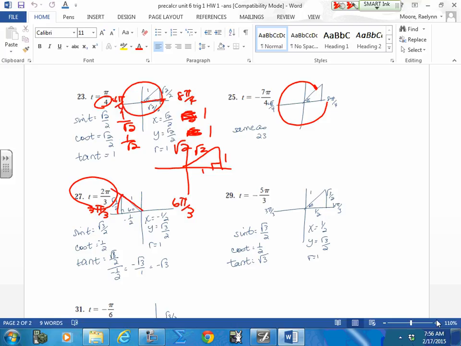So drop your triangle, and if you make it the other way, that is absolutely fine. This is a 60-degree, radical 3, 2, 1. X is equal to negative 1, y is equal to radical 3, and r is equal to 2. I don't know if you did these on a unit circle. I think my directions failed to say unit circle.